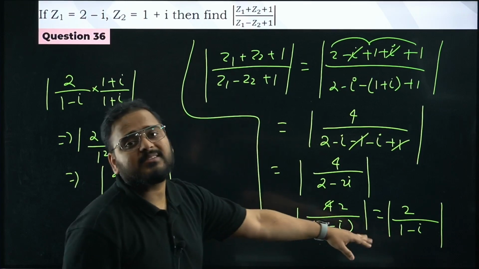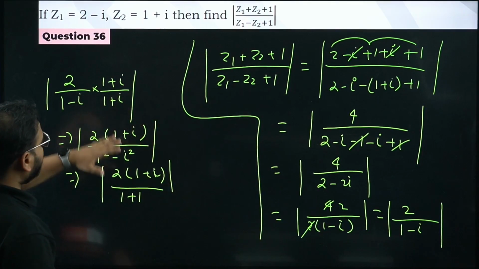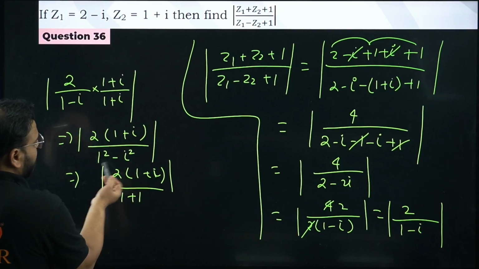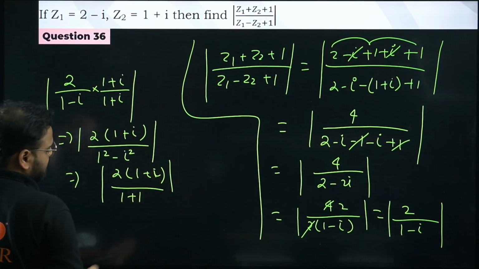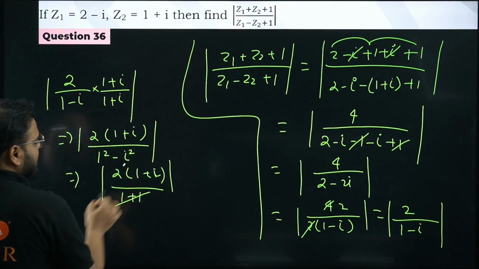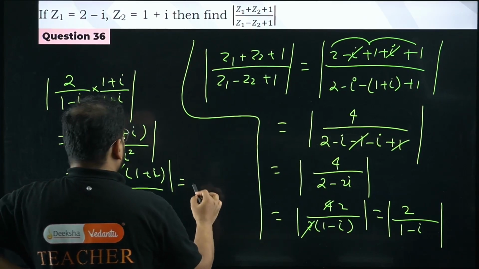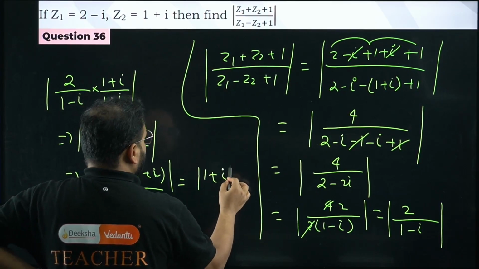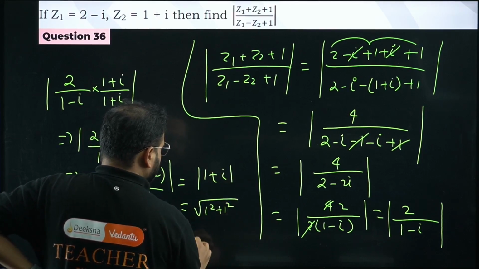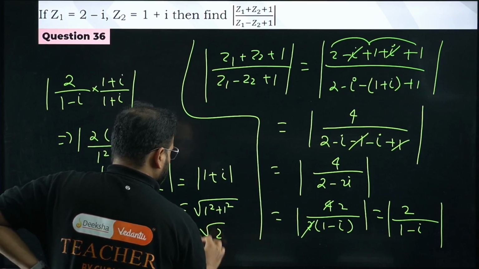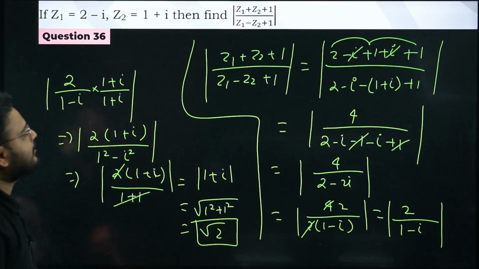What I'm doing over here is rationalization. So from there I get 1 square minus I square, which will be negative only, right? This is negative, minus 1 will become plus. 1 plus 1 is 2, so this is cancelled. What I get? Check this out. Modulus of 1 plus I, how much is that? Root of 1 square plus 1 square, how much is that? Root 2. This is the answer. Please check. The answer is root 2.